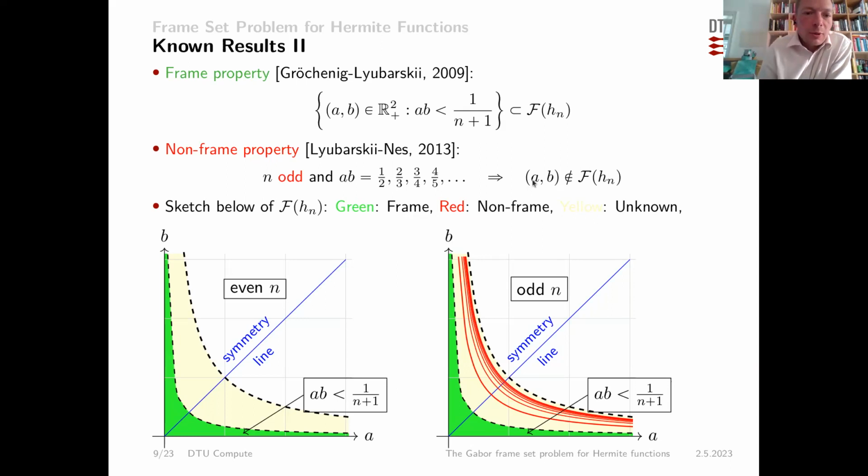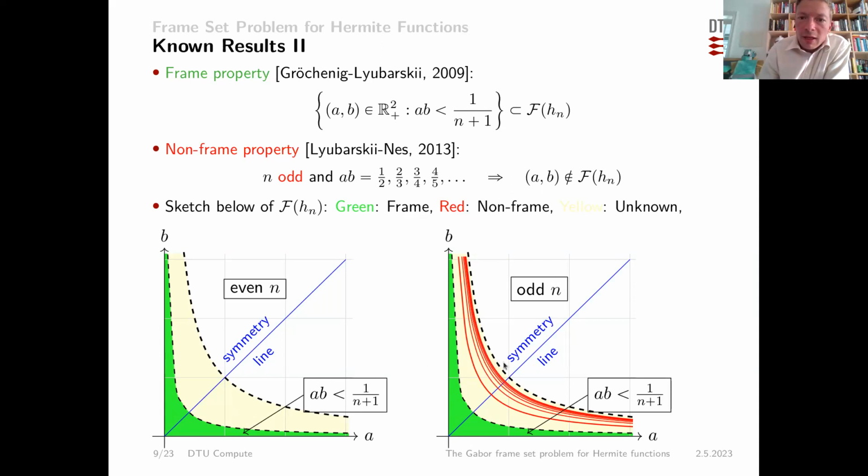So if we sketch it, we can divide it into 2 groups. One for even n, so for even order of the Hermite function. And what you know is, okay, we have a symmetry line, and then the green. So this is A, the time parameter, B, that's the modulation parameter. And if a point is marked by green, then that Gabor system will have the frame property. And we know the frame set needs to stay below this dashed line here, which is AB equal to 1. The yellow area is an area where it's unknown, right?